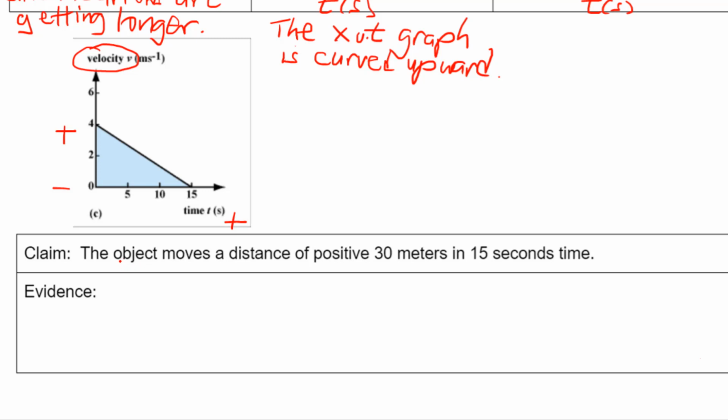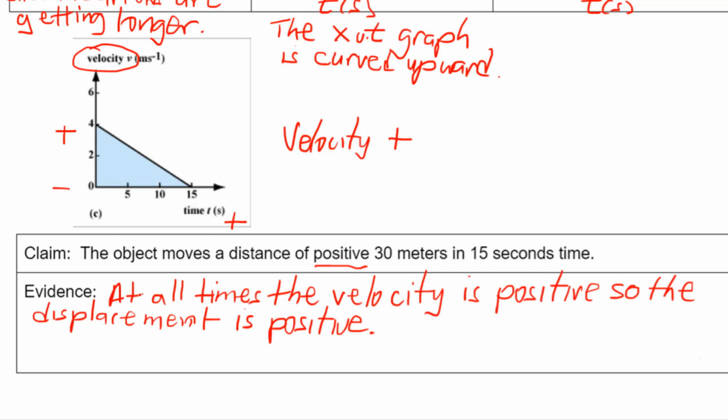Let's first support the first part of this: the object moves a distance of positive 30 meters. Let's see if we can prove that it's positive. I see that the entire time the velocity is always positive, so our displacement must also be positive. I'll put that in my evidence statement: at all times the velocity is positive, so the displacement is positive.